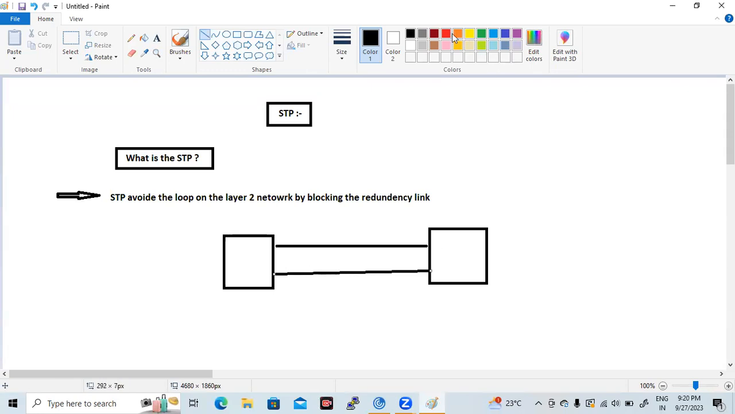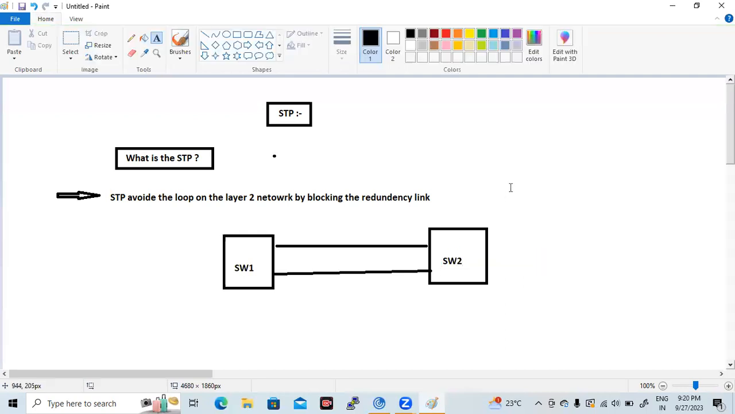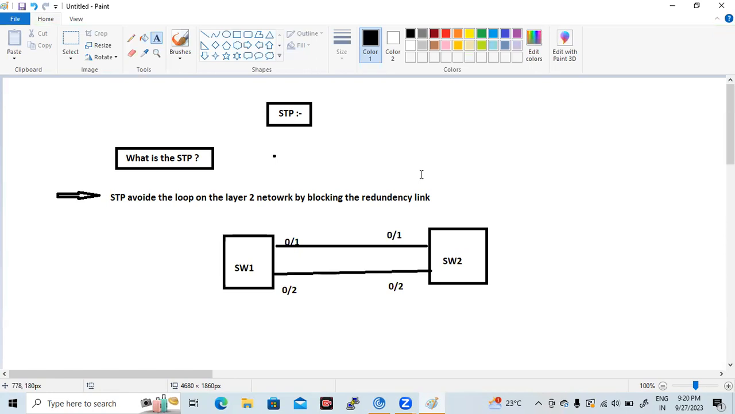If you connect the two cables, this is switch 1 and this is switch 2. Suppose the port numbers are 0/1 and 0/2 here, and this is also 0/1 and this is also 0/2. What will happen? Redundant means some extra link. Suppose we have two links.